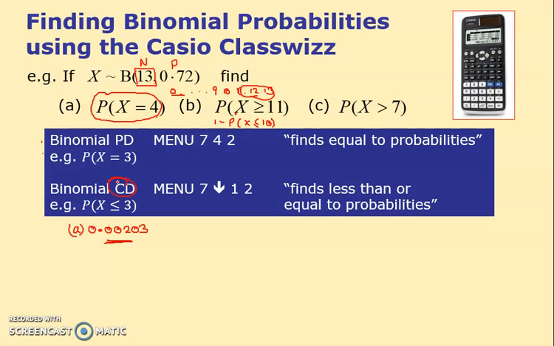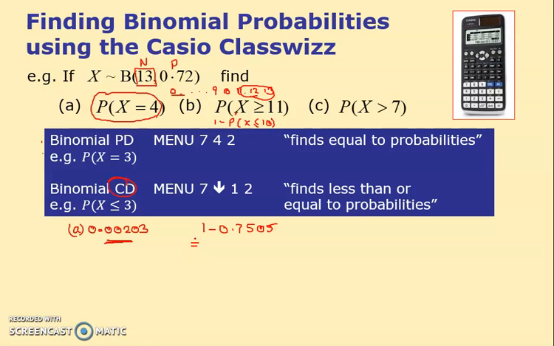So menu 7, press the down button, press 1, then pick variable. And what do I want? N now is 13, still 0.72, but the number I'm typing in is 10 for x. I'll press equals once you've done that. And remember, this is 1 minus 0.7505. It's got to be 1 minus, it says right there.